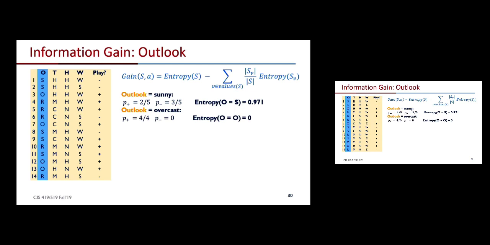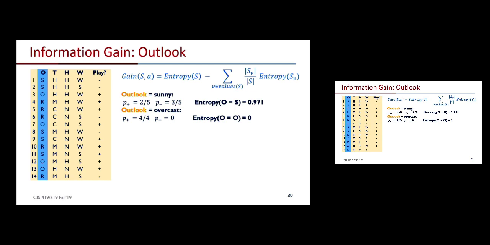Overcast. I have 4 examples: 3, 7, 12, and 13. For overcast, it's actually simple because all of them are positive examples. So I already know, I don't need to compute too much. I know that the entropy is 0.